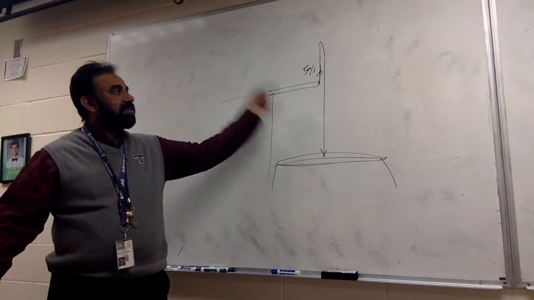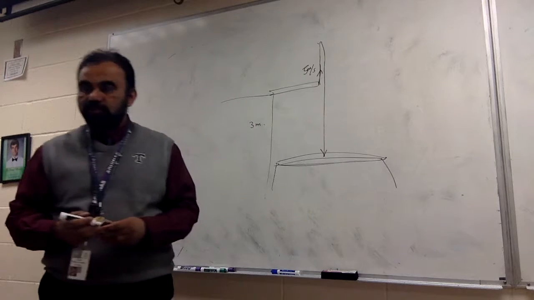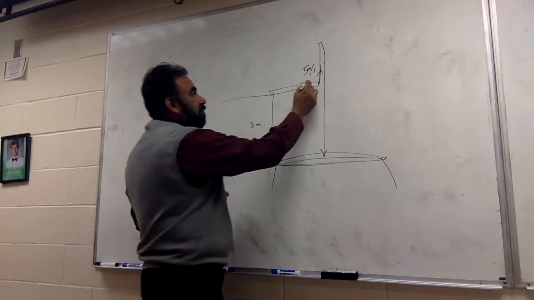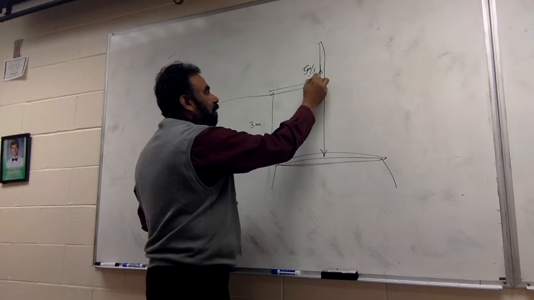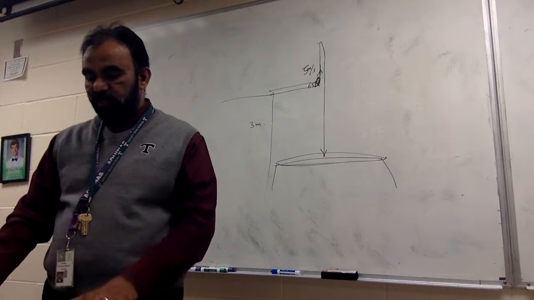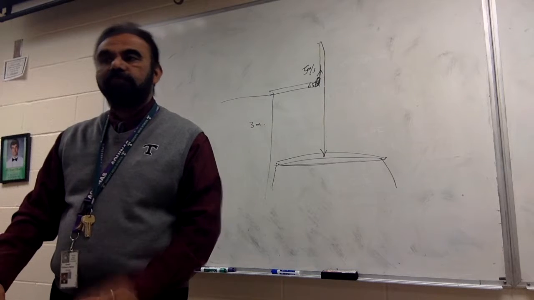Alright, so the question is this. Jumping up, oh, this is 3 meters. That's also given. I'll read again. A 65 kilogram trampoline artist jumps vertically upward at 5 meters per second. How fast is he going to land on the trampoline 3 meters below? Do that first part.